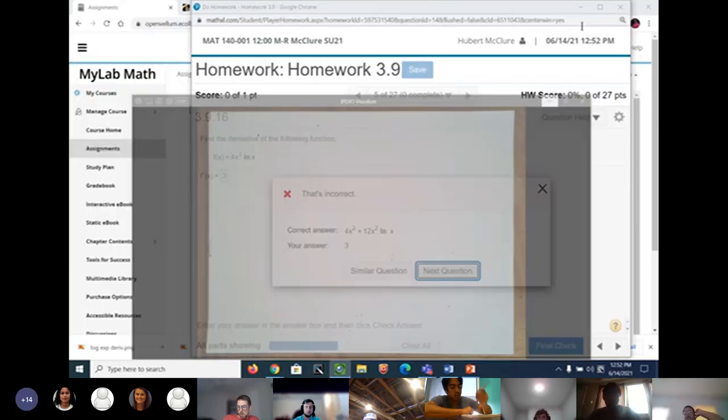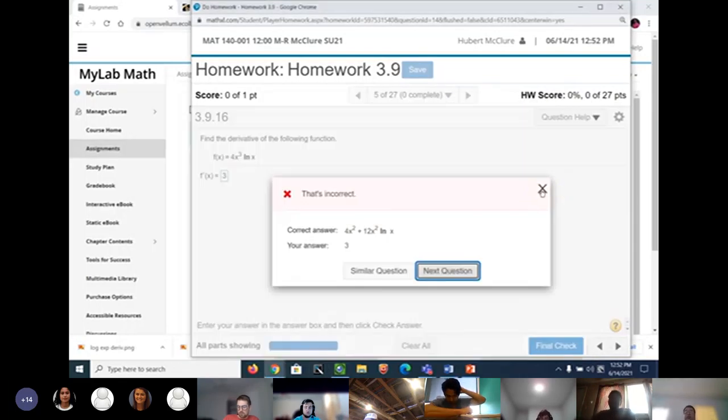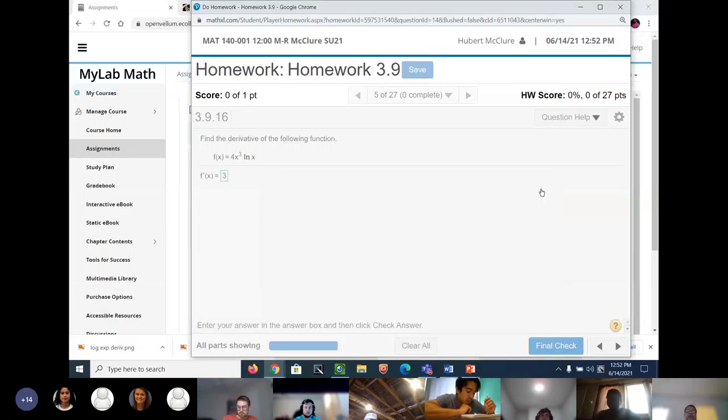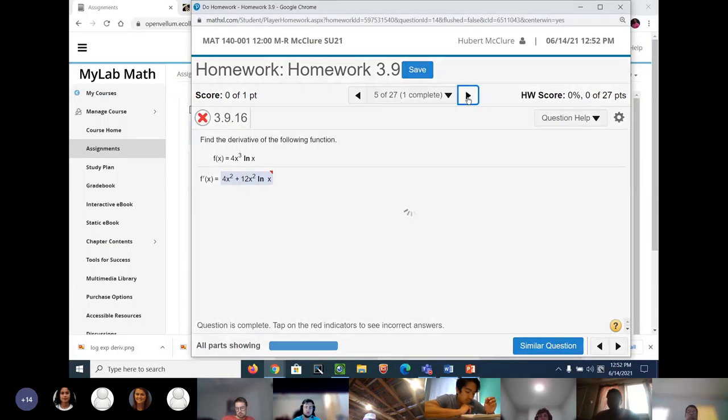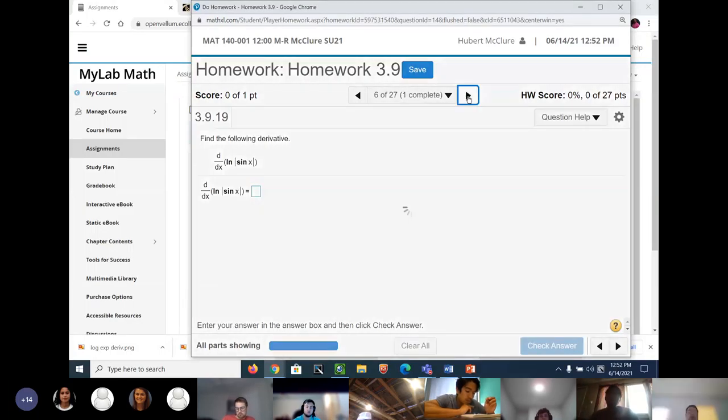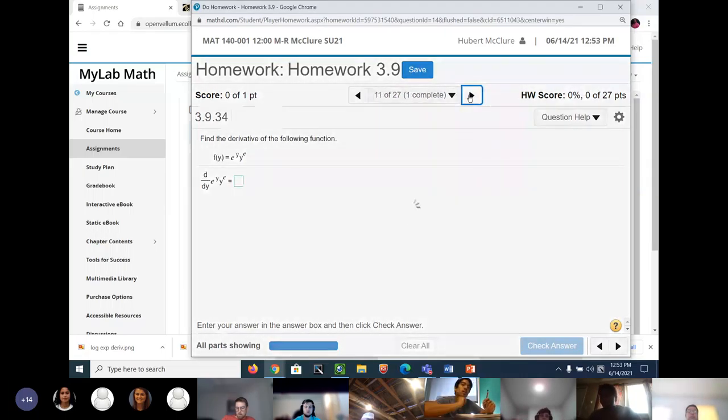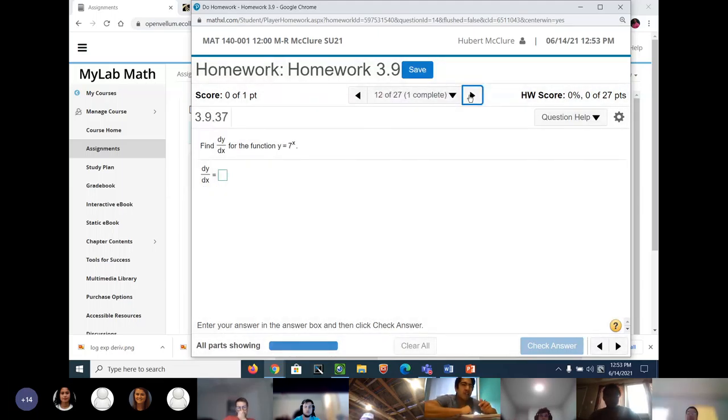All right, let's try another one. I want to go to an exponential, and then we can do both of them. I saw an exponential a while ago. Well, I thought I did. There's one. y is equal to 7 to the x power.